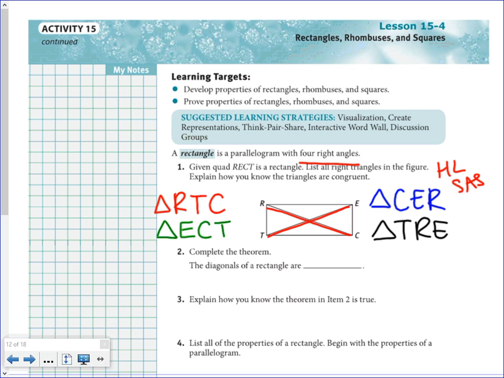So then this next one is about a theorem. The diagonals of a rectangle are going to be congruent. And the reason that we know they are congruent is that the diagonals are the corresponding parts in those congruent triangles. So shorthand, you could just say CPCTC. Since we have congruent triangles, all those parts have to be congruent. And that's what CPCTC stands for.